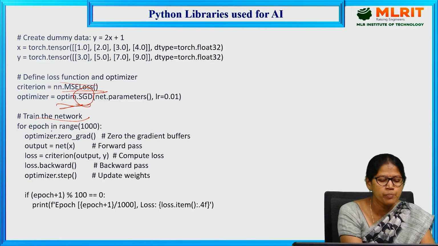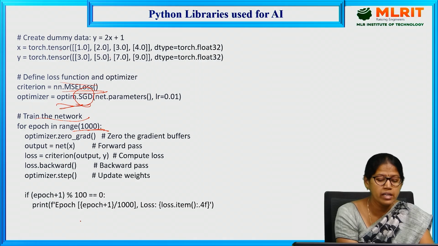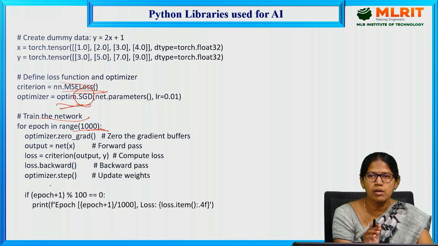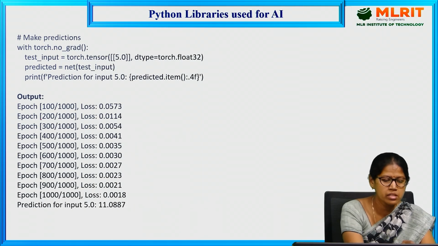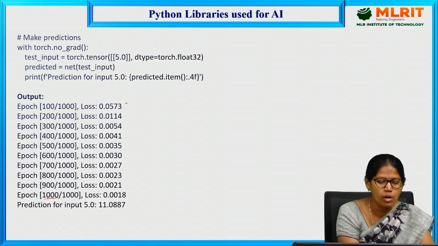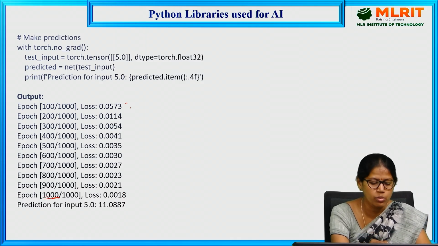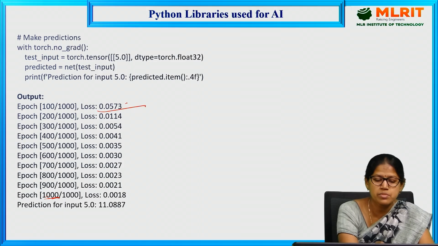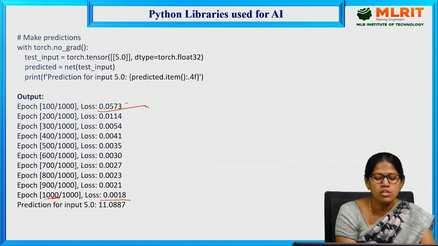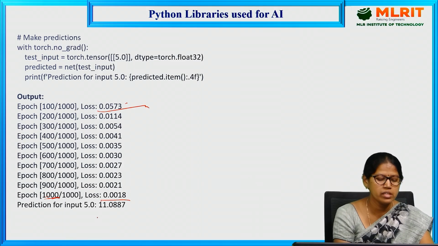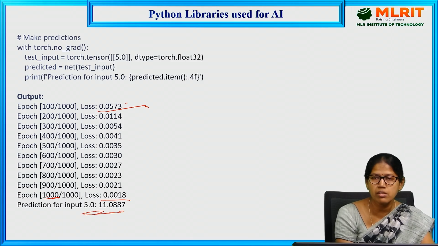Here for each loop, the range is 1000. For each 100, it needs to print the error. So after performing 100 iterations, it prints the error: the first 100, second 100, third 100 like that. After reaching 1000, the error is minimized from 0.0573 to 0.0018. Later it will print the value 5.0.